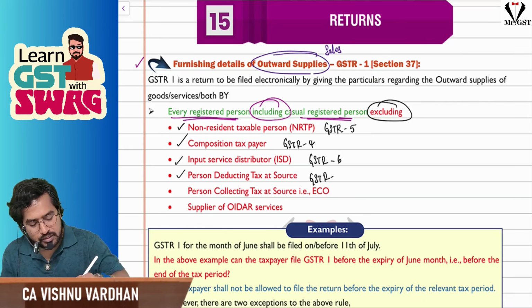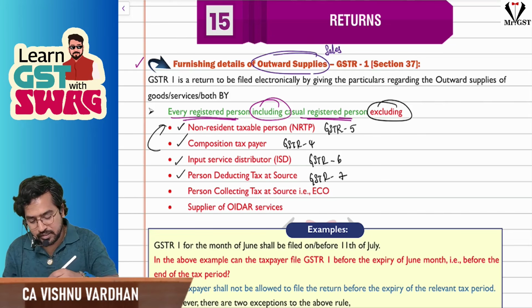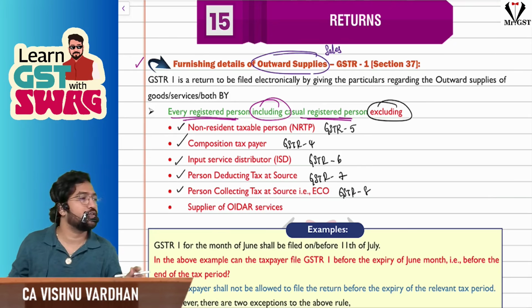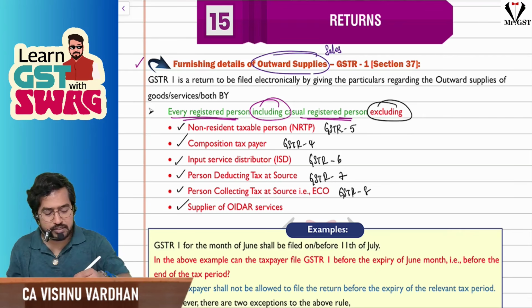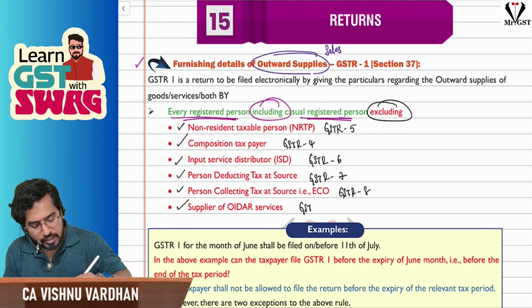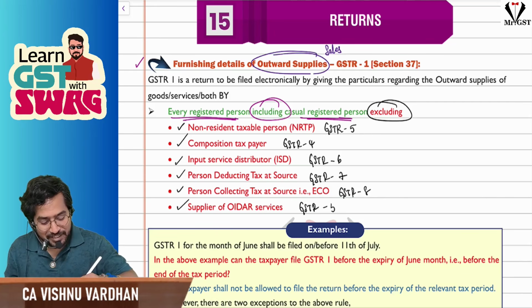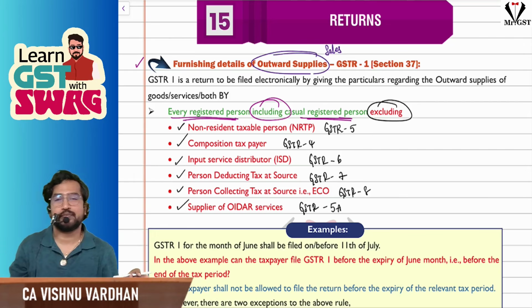Next time when I'm printing the book, I will take it here, so the serial order will be better. 4, 5, 6, 7. Person collecting tax at source need not file GSTR 1. They have to file GSTR 8. Supplier of OIDAR services, GSTR 9? Right, 9 is annual return, it is not that. So this is 5A.